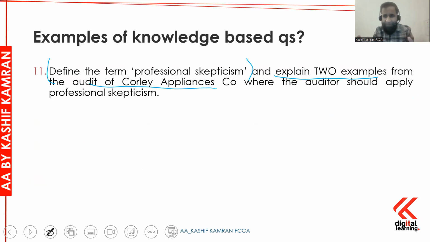So you will see the Corley Appliances case study, and you will see some examples from Corley Appliances that this is an area where I can apply professional skepticism. Just like we were reading a mock exam today, and in the mock exam, we got to know the CFO behavior. The CFO was saying, don't investigate the early recognition of revenue. So do you believe that the CFO's behavior, telling us not to investigate the early recognition of revenue, is an area where professional skepticism could be applied? Why is he trying to hide something, conceal something? Some examples like that could be there in Corley Appliances as well.